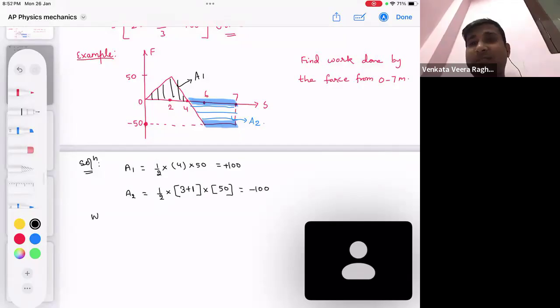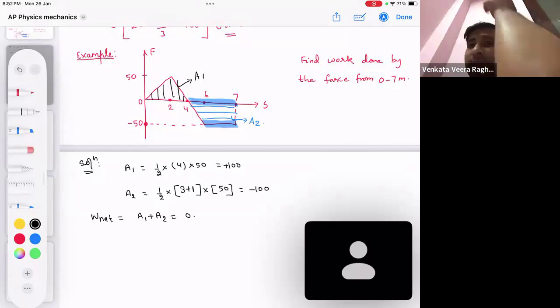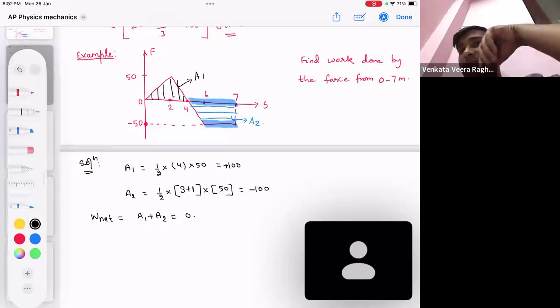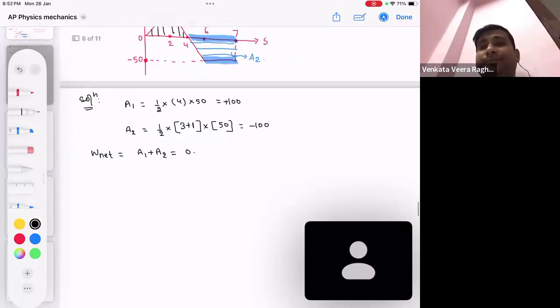So what will the net work done be? A1 plus A2. How much is that coming? 0 only. Check it now. A1 is positive, A2 is negative, and we got both the positive and negative areas the same. So the net work done by the particle will come to 0 in the question. So please tell me, understood this one?